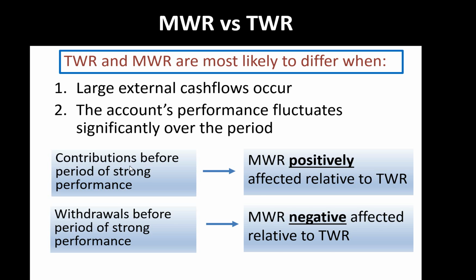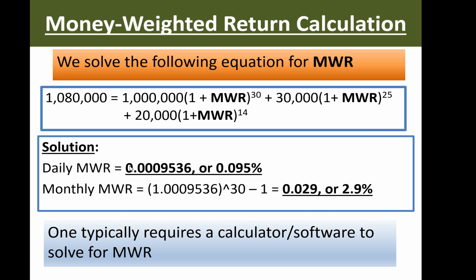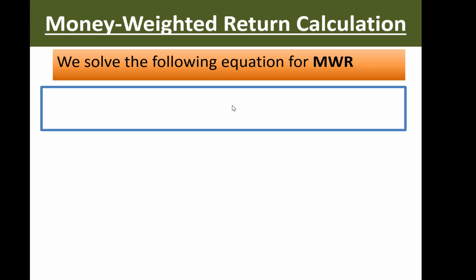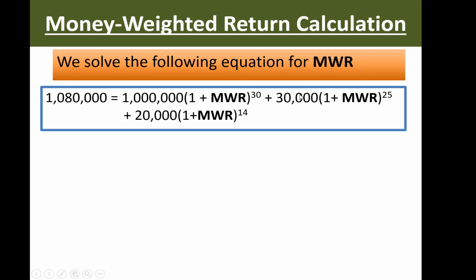So let's say, for example, in this previous example, that on day 5 you had $30,000 inputted into the account. And let's say after that, the account performed really, really well over that time period. Well, the money-weighted return calculation, because of the way it's set up, has that $30,000 subject to that strong performance over the next 15 days. So that will bias the money-weighted return calculation higher. It would make the ultimate return calculation you get higher.